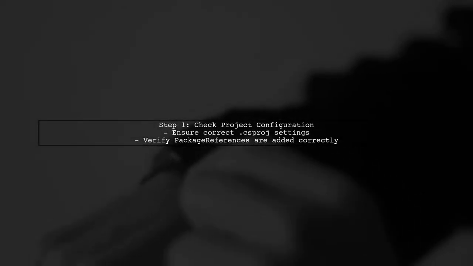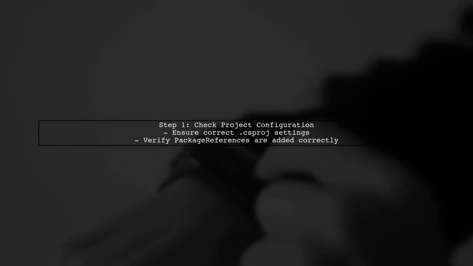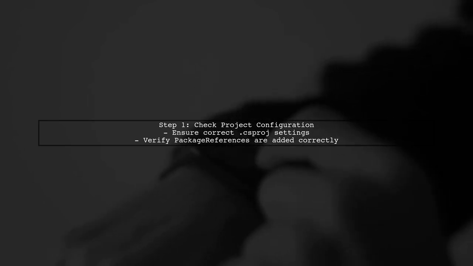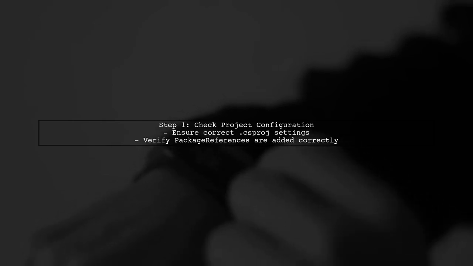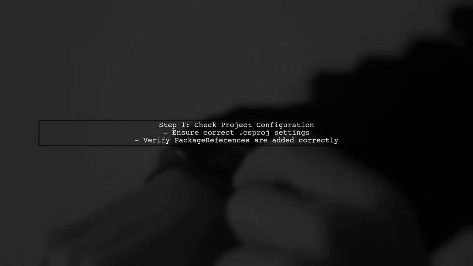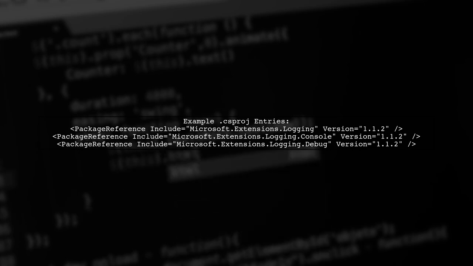If you're experiencing issues with IntelliSense in Visual Studio 2017 after adding references or NuGet packages, the first step is to ensure that your project is correctly configured. Next, let's take a look at the package reference entries in your .csproj file. Make sure they are formatted correctly, as shown here.